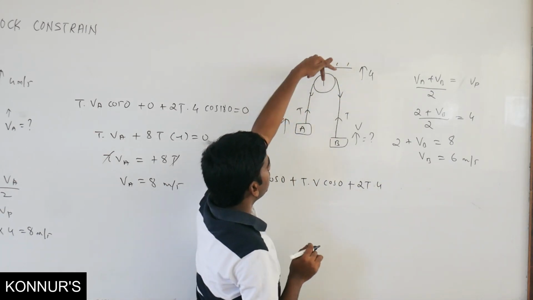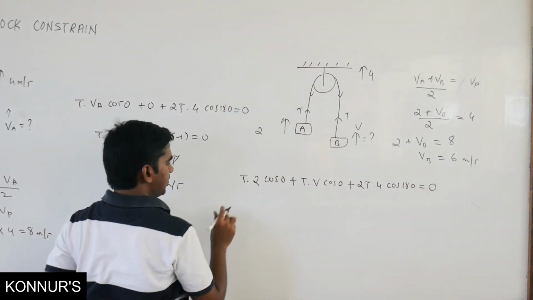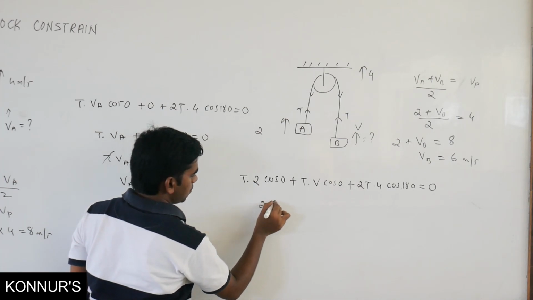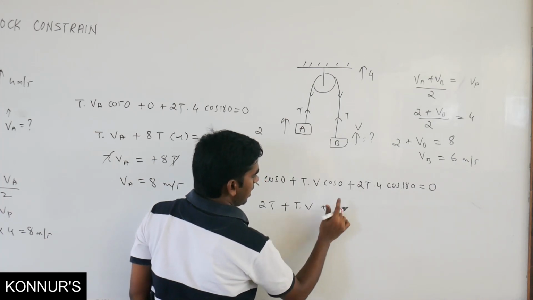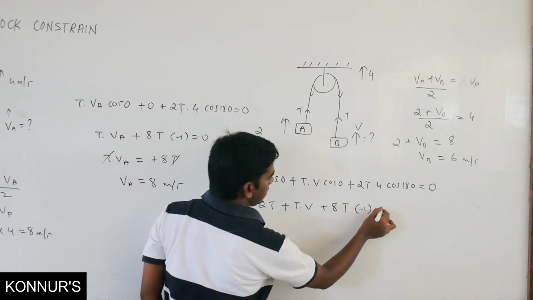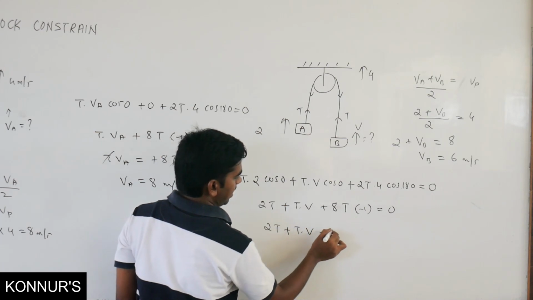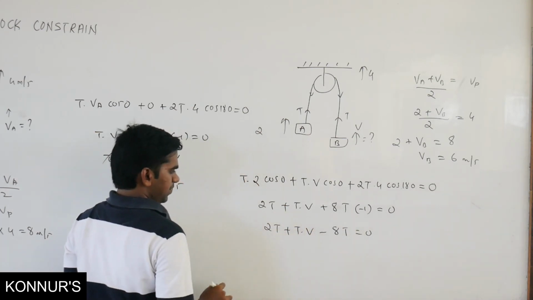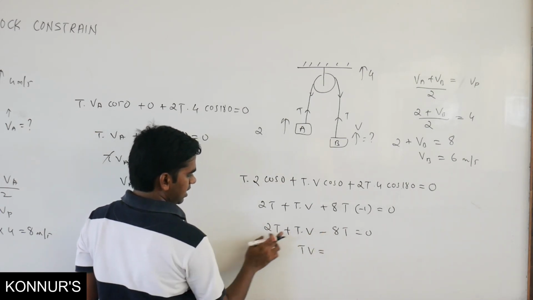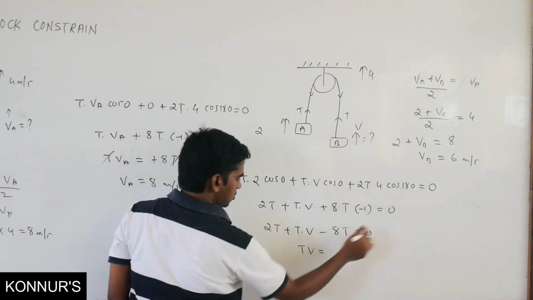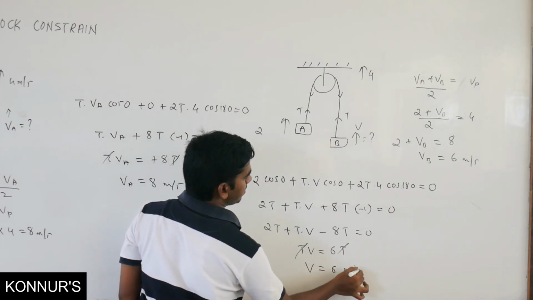What is the angle? Velocity is upward, tension is downward. So it will become cos 180 equals 0. Now, cos 0 is what? 1. So 2T plus T into V plus 2 into 4, 8T. 180 is minus. So it will become 0. So 2T plus TV minus 8T equals 0. You want V, so you can write V into T. So minus 8 plus 2, it will become minus 6. Minus 6 will become plus 6T. So T will get cancelled. V equals 6 meter per second.